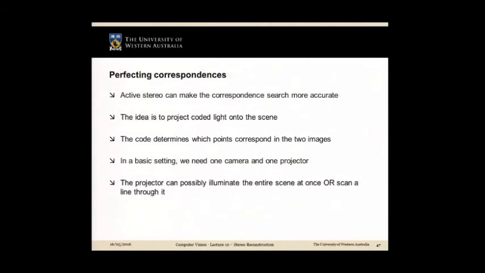And what is a projector? It's just the opposite of the camera, isn't it? You have an optical center, and that's the point from where light is emitted. Then you can control the angle of the light by adjusting the lens. So what you normally need is one camera and a projector, and the projector can illuminate the entire scene at once or scan a line through it, right? We have some slides on this.